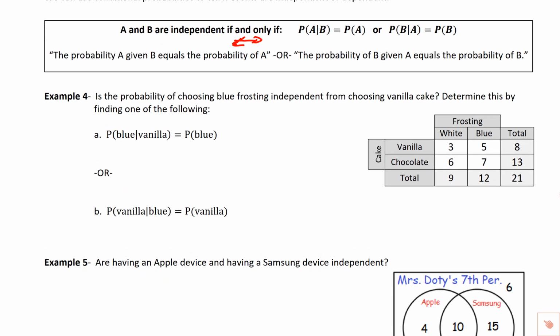So this is the cupcake data again. It says the probability of choosing blue frosting, is it independent from choosing vanilla cake? So we're going to determine this two different ways. These 3 rows right here, would you calculate the probability of blue given it's vanilla? And these 2 rows, would you calculate the probability of vanilla given that it's blue? Check and see if that's the same as the probability of vanilla. Okay, go ahead and check those. I'm going to freeze this.